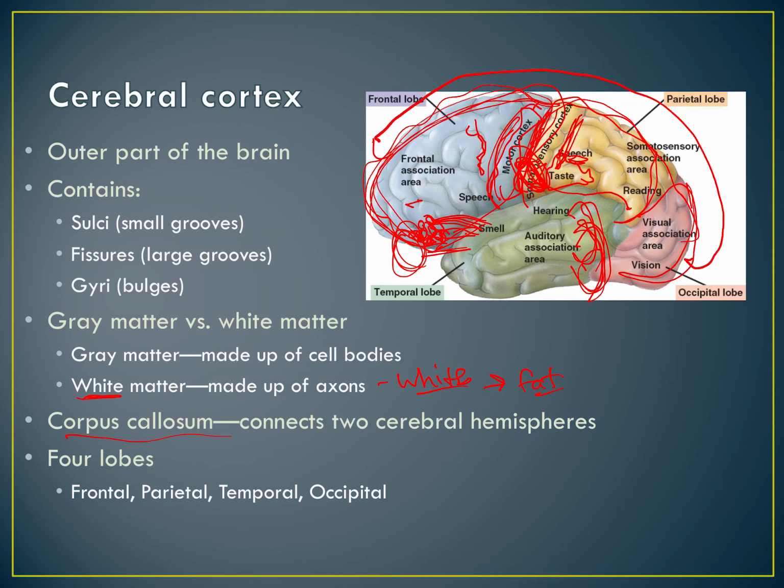The very back of your brain here is the occipital lobe. This right here connects to the eye and is important for things like vision and the visual association area. If you ever smack the back of your head and see stars, that's because the input and output to the eyes has been disrupted. The final part here is the temporal lobe, and this is over the ear.